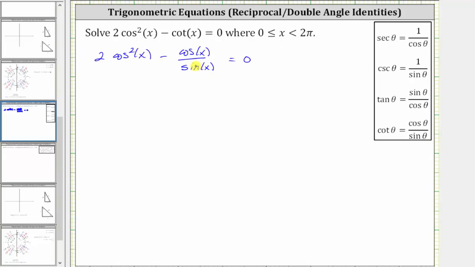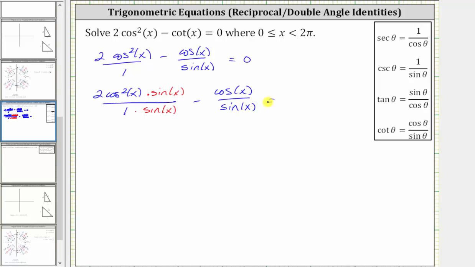And because we have a fraction here, let's write 2 cosine squared x as a fraction with a denominator of 1. In order to subtract the fractions, we know we must have a common denominator, which in this case is sine x. So for the next step, we will multiply the numerator and denominator of this first fraction by sine x. This gives us 2 cosine squared x times sine x all over 1 times sine x. And we still have minus cosine x over sine x.